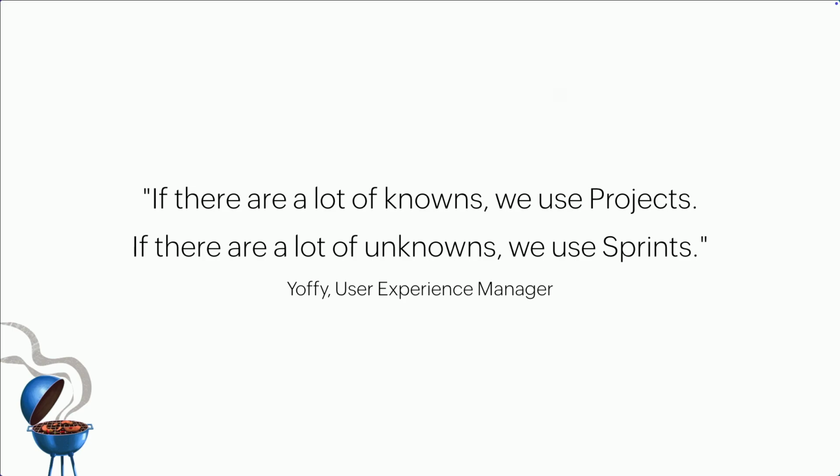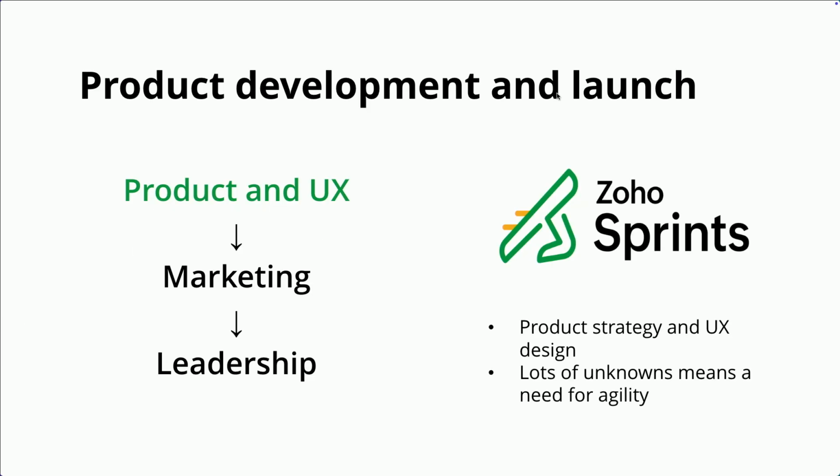But as Travis was saying, if there are a lot of knowns, we use the waterfall methodology and we use Zoho Projects. And if there are a lot of unknowns, we use Zoho Sprints. So I run the UX team, and I'm also part of the product management team. Product management goes out to our customers, same with the UX team, and gathers empathy from our customers to understand their needs and their problems so we can turn them into solutions, give them to our software development team so they can code those solutions, and then we can launch that back out into the market.